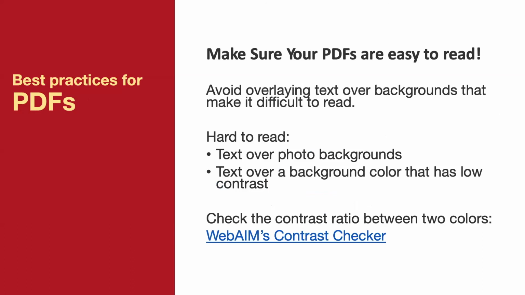Examples of hard to read text include text over a photo background, and text over a background color that has low contrast. So an example of that would be light gray text on a white background. That would be low contrast and hard to read. But black text on a white background is an example of high contrast.